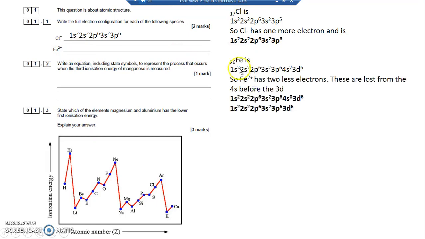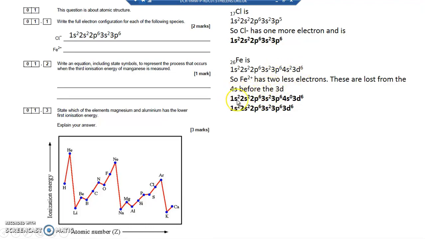Fe2+, let's have a look at the atomic number of Fe, which is 26, so it's going to fit 1s2, 2s2, 2p6, 3s2, 3p6, 4s0, 3d6, or you could have the 3d6 before the 4s, but what you must understand is that if it loses 2 electrons, because it's become 2 plus, then they lose them from the 4s before they lose them from the 3d.